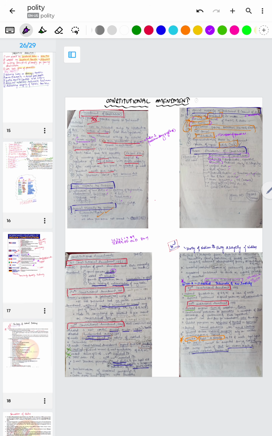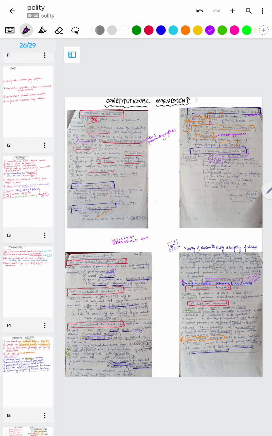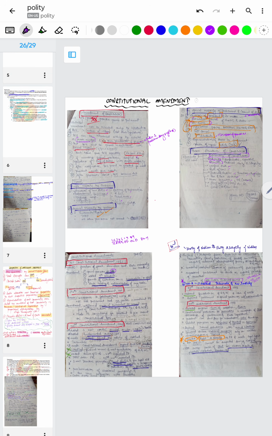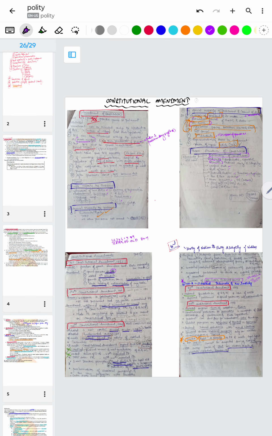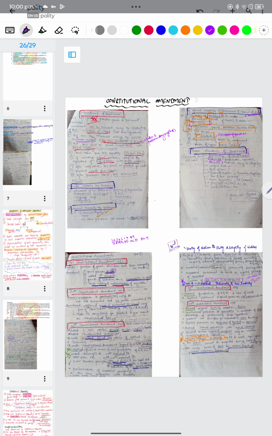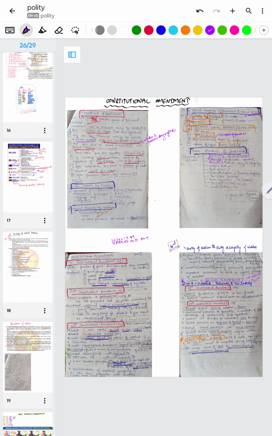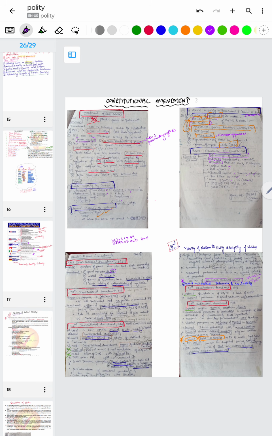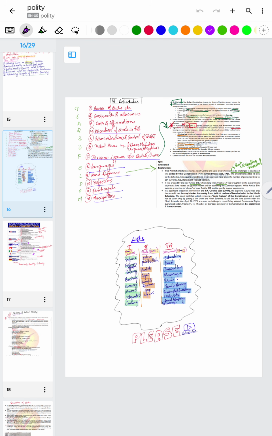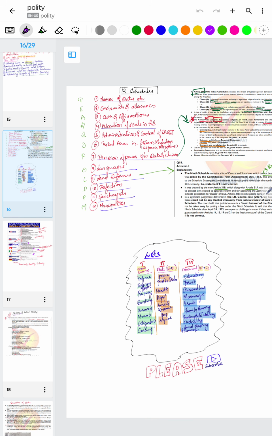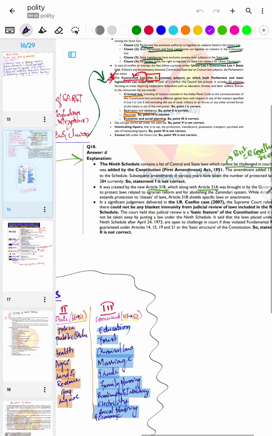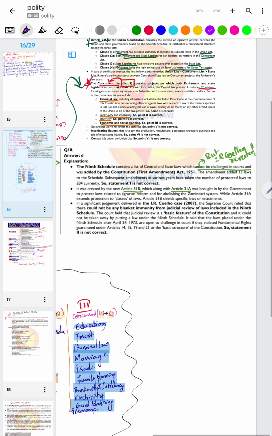Ninth schedule, let's check now. Land reforms. What is the ninth schedule? I have specifically mentioned this. The ninth schedule contains a list of central and state laws which cannot be challenged in courts.